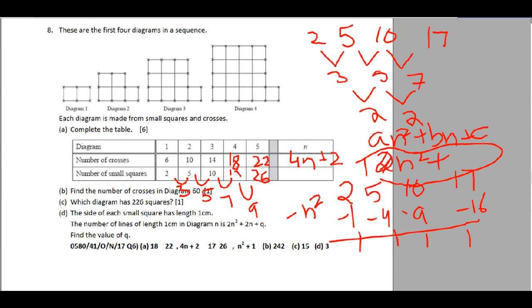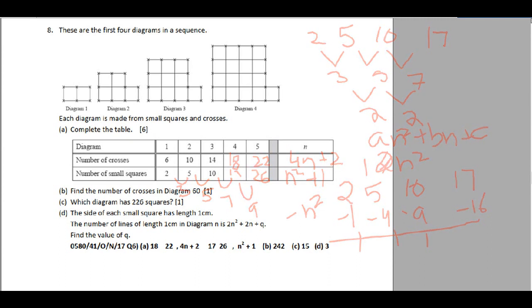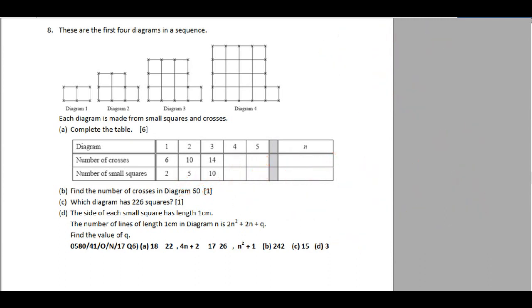So the final nth term becomes n square plus 1. So this will become n square plus 1. Alright, I'm going to clear the screen. This was 18, this was 22, this was 17, 26, and this was 4n plus 2, and this was n square plus 1.